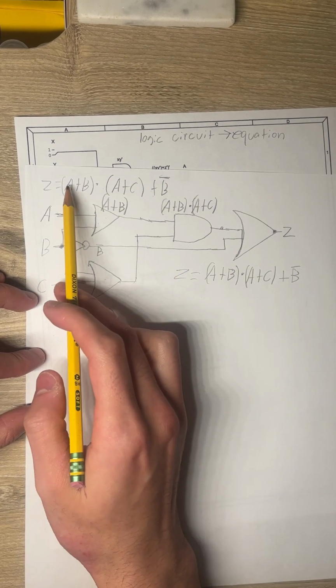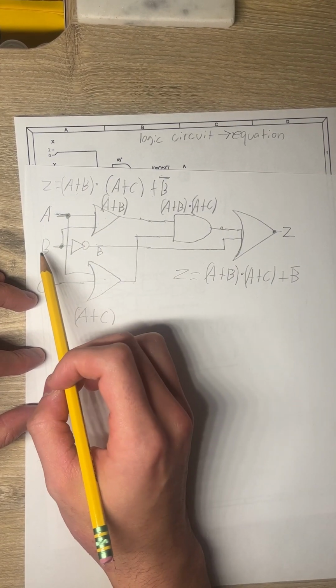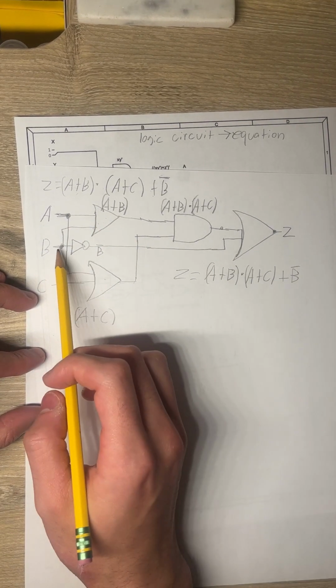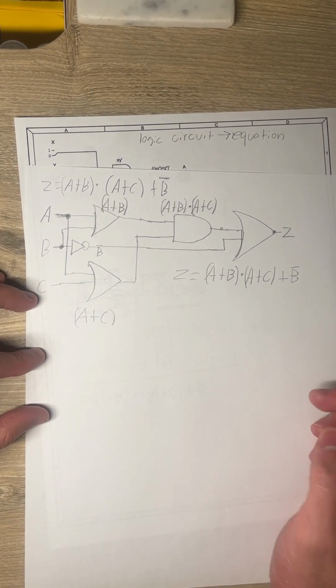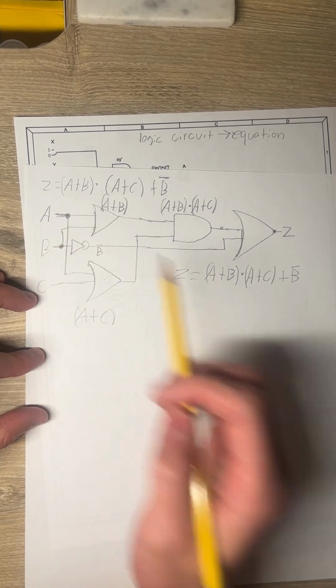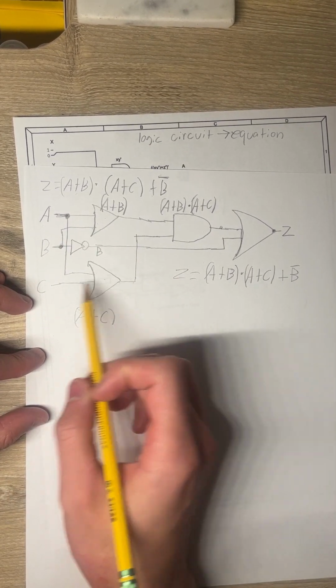So we know we have A or B, so I constructed an OR gate with A and B signal running through it. After that, I added a NOT gate with B passing into it. Then I made sure these branches were here so I know where my signals were going. A passes into this OR gate with C.